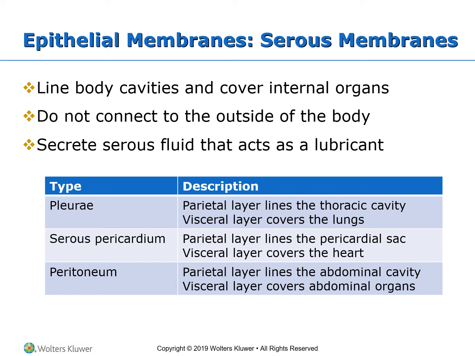A second type of serous membranes will be the serous pericardium. The parietal layer will line the pericardial sac, while the visceral layer, just like in the case of the lungs with the pleura, the visceral layer will cover the heart. And the third one will be peritoneum, with the parietal layer lining the abdominal cavity and the visceral layer covering all the other abdominal organs that are considered intraperitoneal organs.